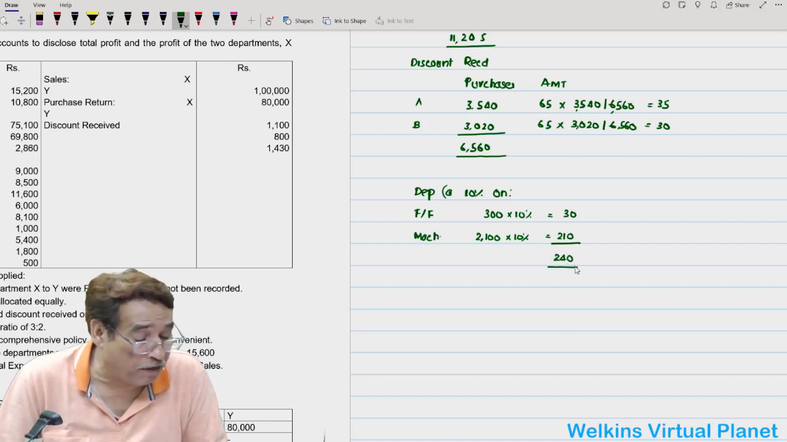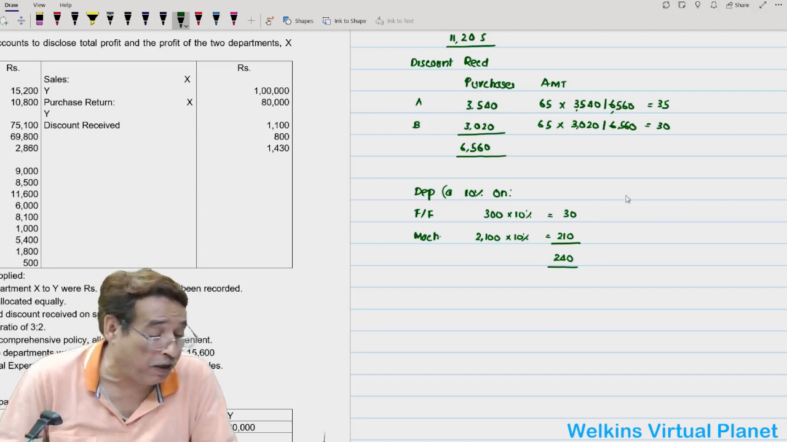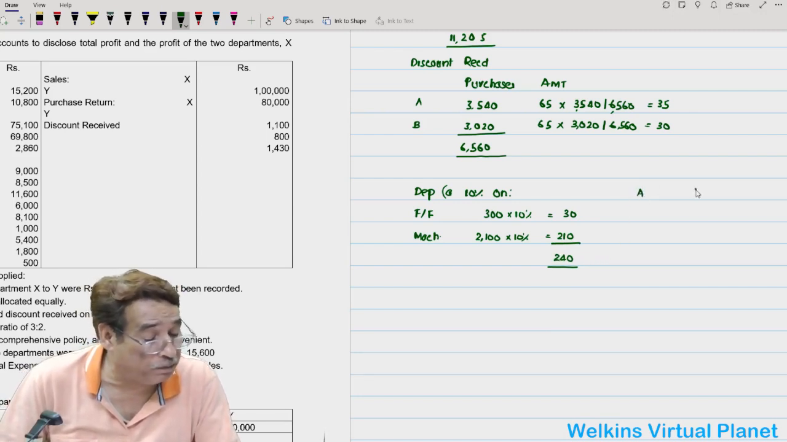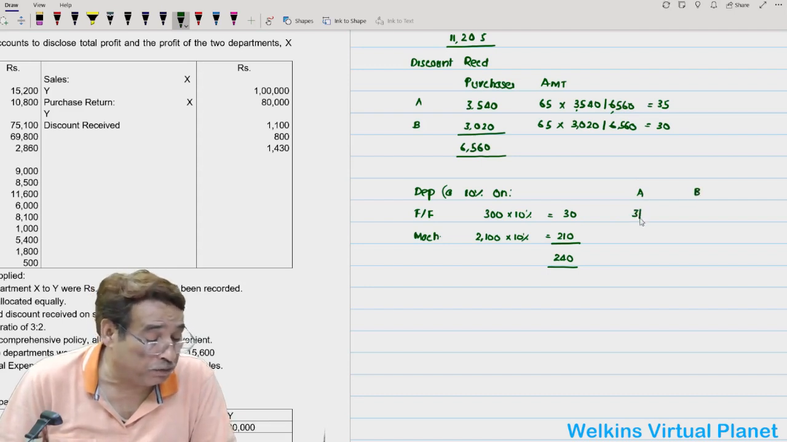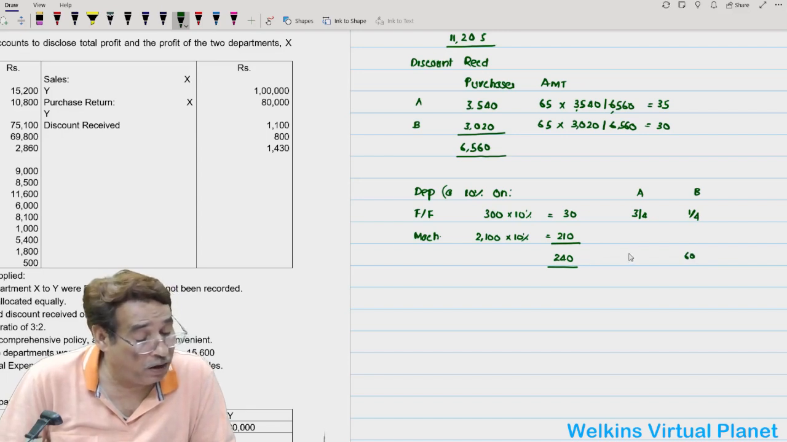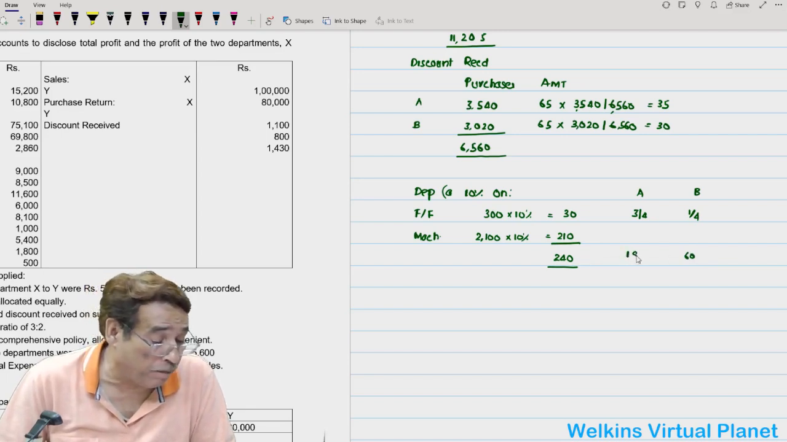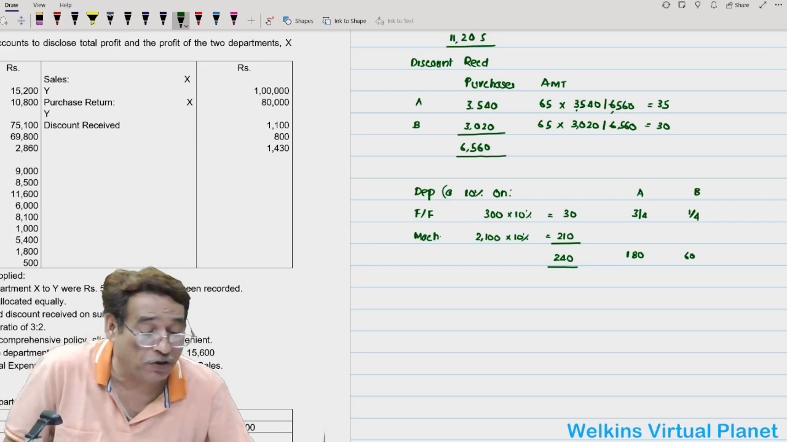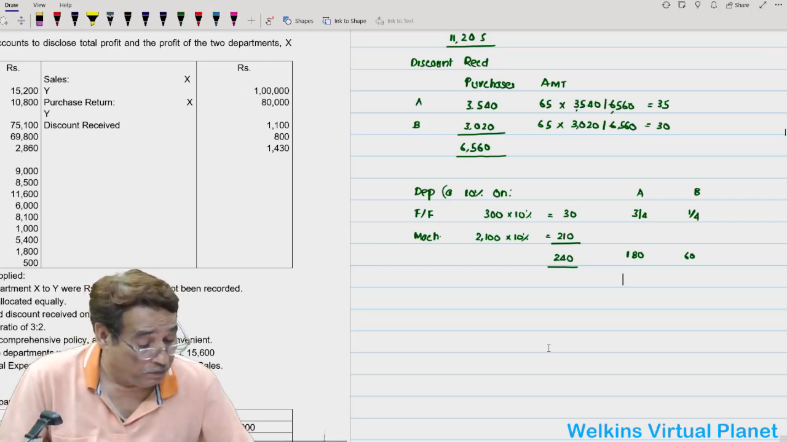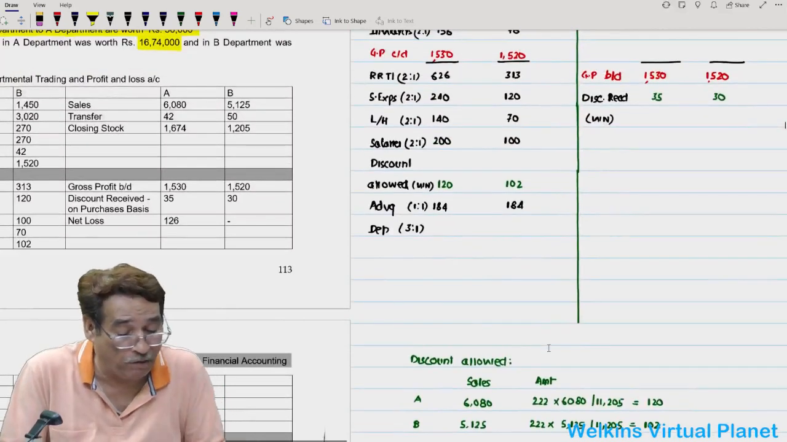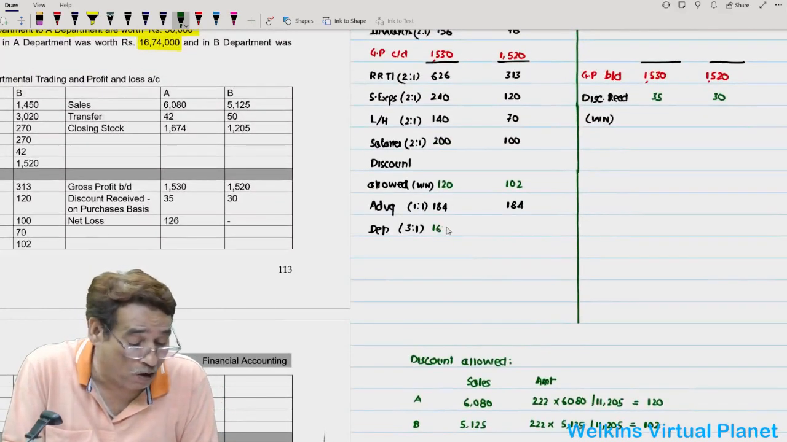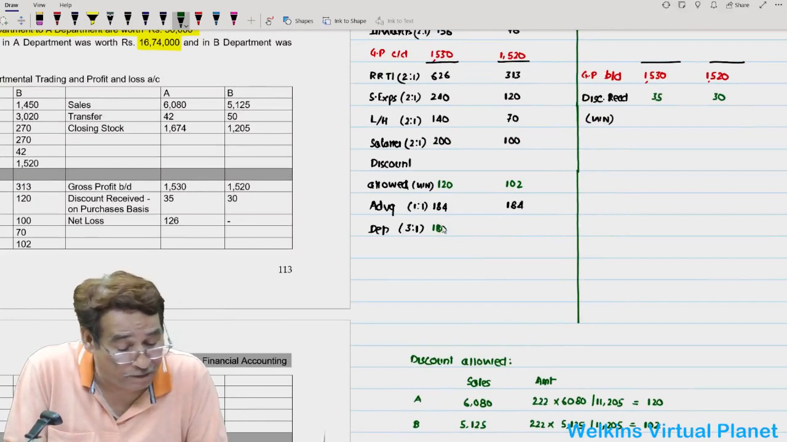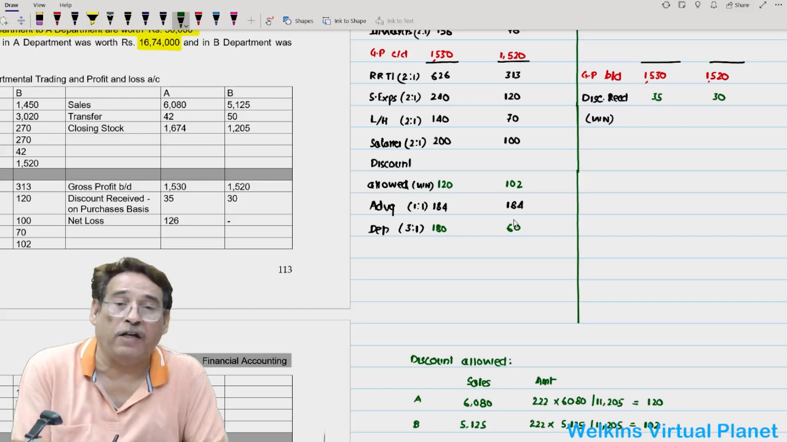And this 240 will be divided between department A and B in the ratio of 3/4 and 1/4. If I take 1/4 of 240, that will be equal to 60. And 180, I think. Correct? So that is how we have computed the amount of depreciation also. So I will write here depreciation 180 and 60. Correct?